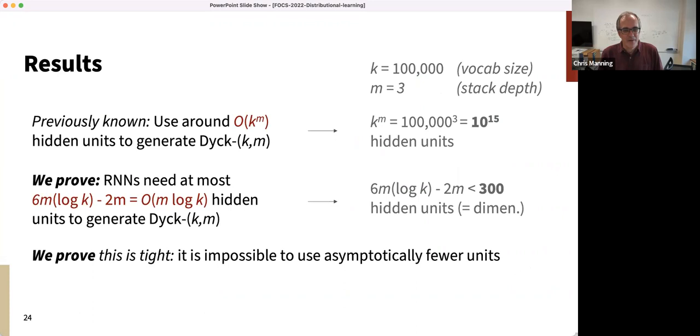So in particular, if you assume say a 100,000 word vocabulary and a stack depth of 3, which we saw humans could understand before, you then have to be using hidden units with a dimensionality of about 10 to the 15, which doesn't sound very plausible, since normally what we do is use hidden units with a dimensionality of approximately 300 or at most 1,000. And so what we worked on showing was that you can actually show that RNNs can recognize or generate these Dyck-k,m languages with a much tighter bound of order m log k hidden units in their hidden state, which means you can do this in a dimensionality of 300. And so how do you do that?